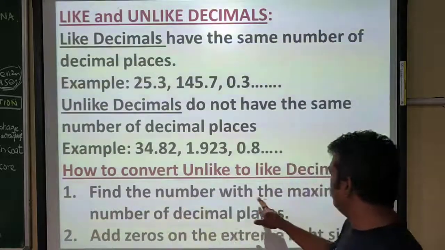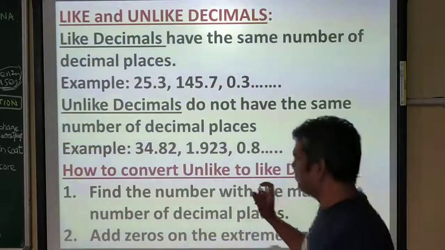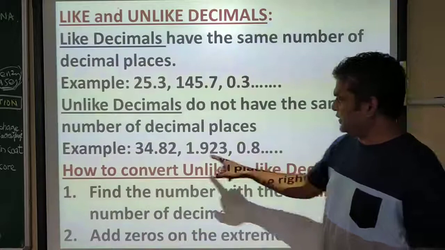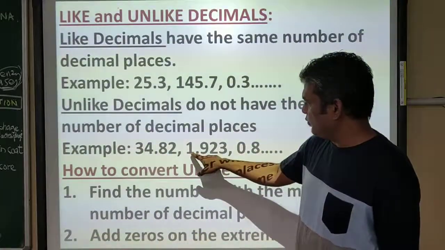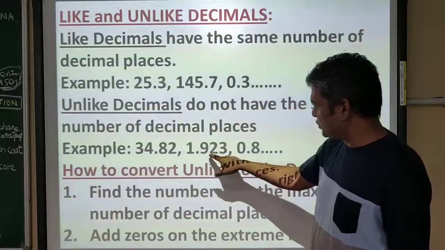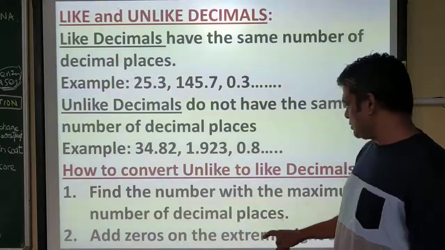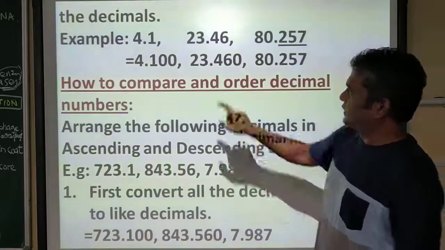Find the number with the maximum number of decimal places. So find the decimal number which has the maximum. For example, if you see these three numbers, this is the maximum, 1.923. So first you need to find that. Then what do you do? Add zeros on the extreme right side of the decimals.